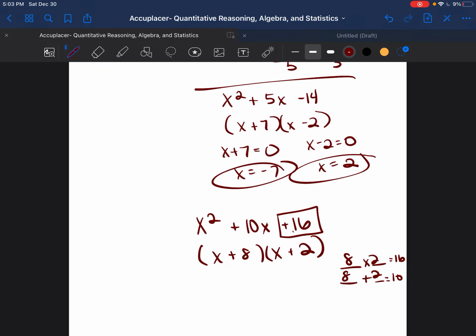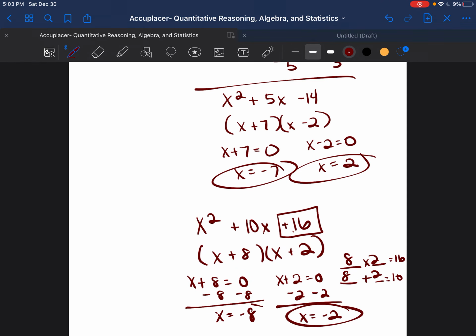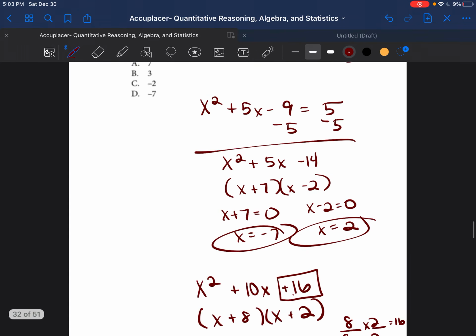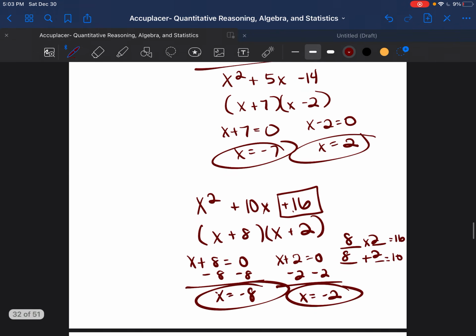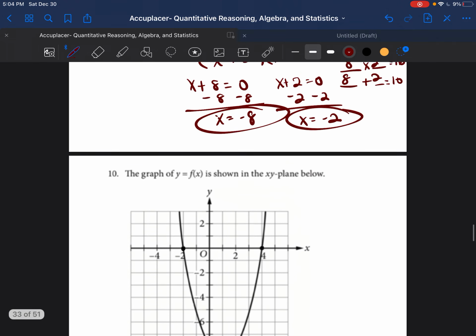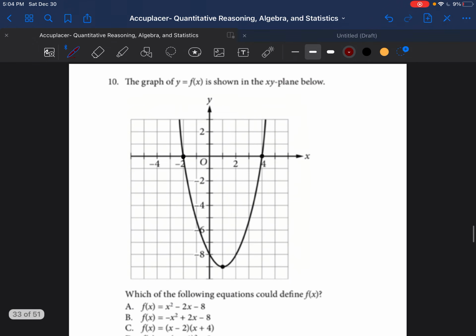I would put 8 and 2, and then I would set them both equal to 0. Then I would subtract 8 from both sides, X is equal to negative 8, and subtract 2 from both sides, X is equal to negative 2. My answer would be either negative 8 or negative 2, and I would see which one was in the list of answers. It's very simple once we understand how to factor trinomials. And again, if you need more practice factoring trinomials, please see my other video where I show you that very cool trick. Just practice the trick, watch the video, and you should feel more confident when you're factoring.